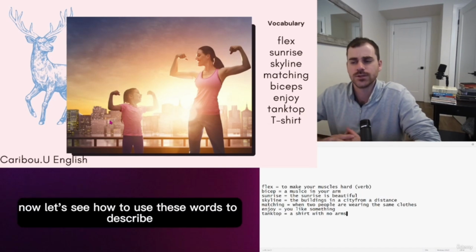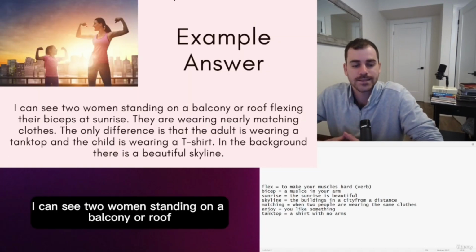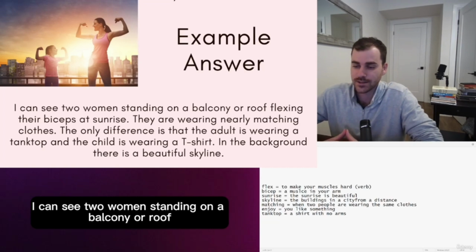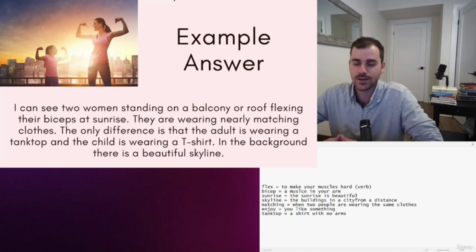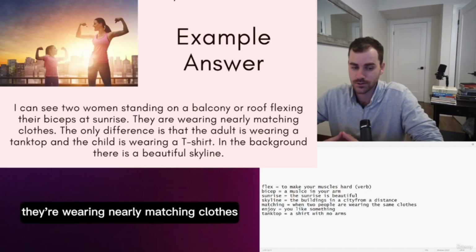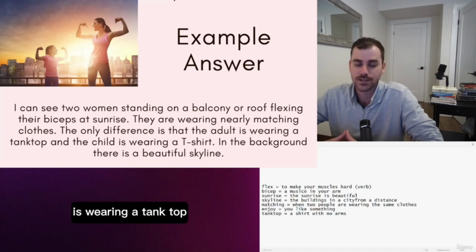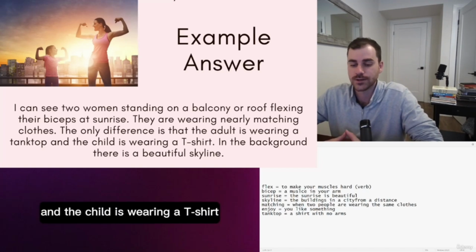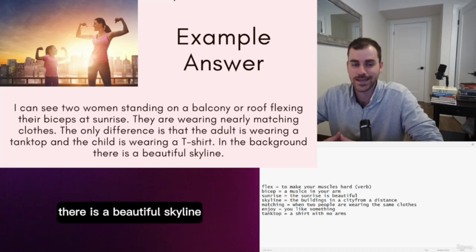Now let's see how to use these words to describe the picture. I can see two women standing on a balcony or roof, flexing their biceps at sunrise. They are wearing nearly matching clothes. The only difference is that the adult is wearing a tank top and the child is wearing a t-shirt. In the background, there is a beautiful skyline.